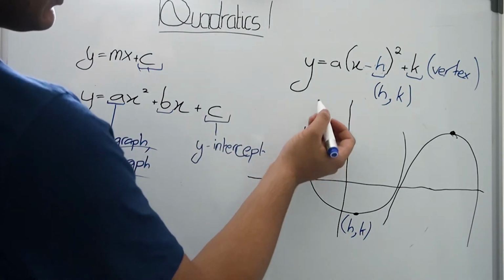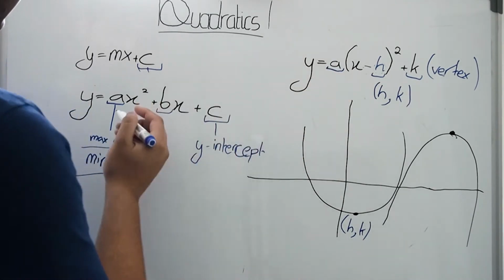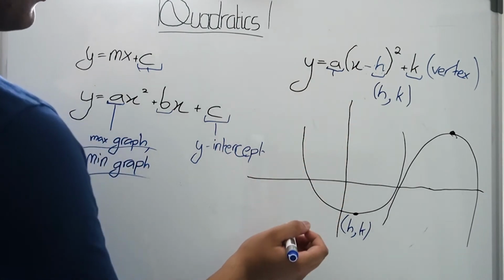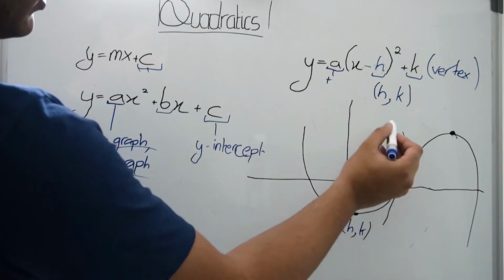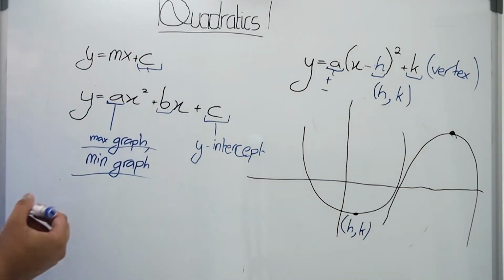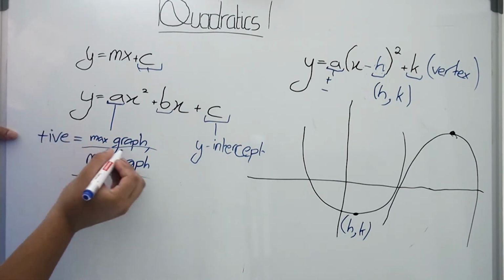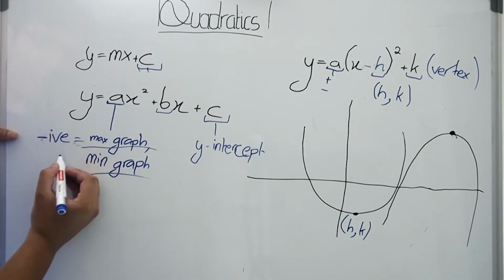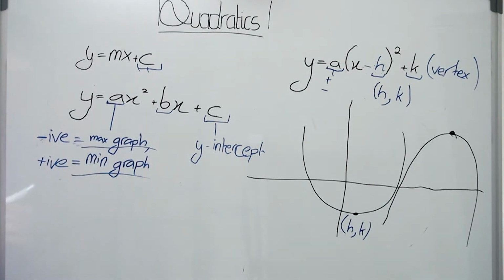The next thing that you can use in this graph is this A. Again, the same thing for this A and this A. It tells us if it's a max graph or a minimum graph. If this were positive, it would be a minimum graph. If it was negative, it would be a maximum graph. Same here. If it's positive, it will be a max. No, I wrote it the other way around. If it's negative, it will be a max graph. If it's positive, it will be a minimum graph.